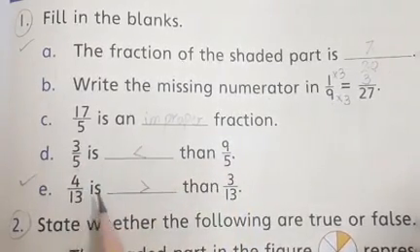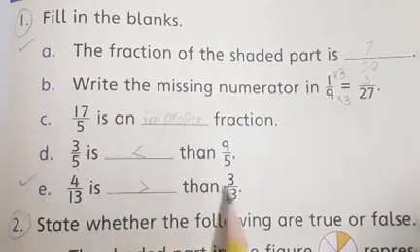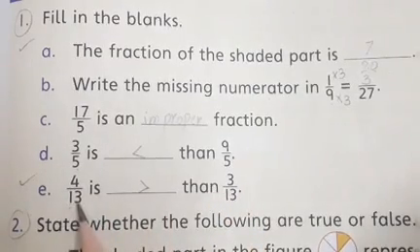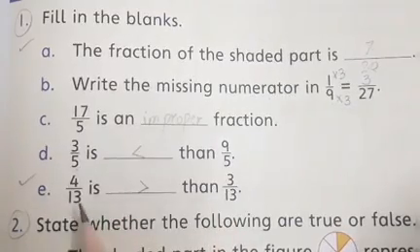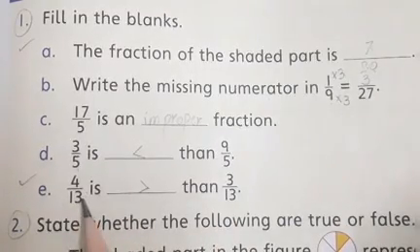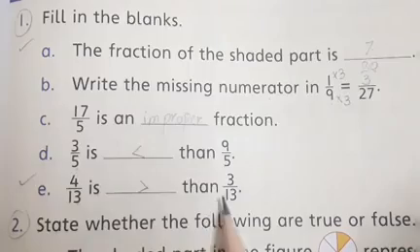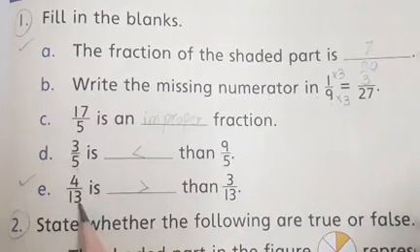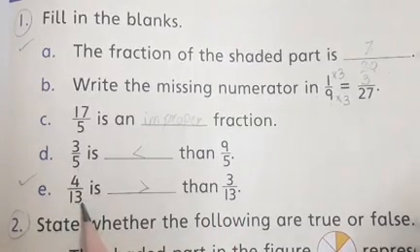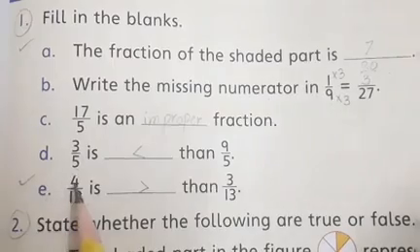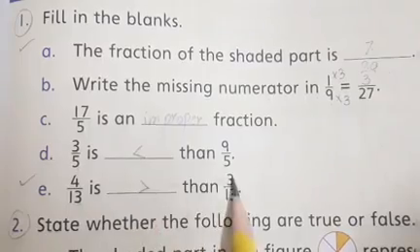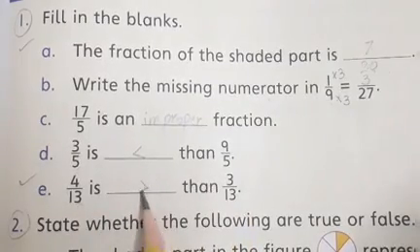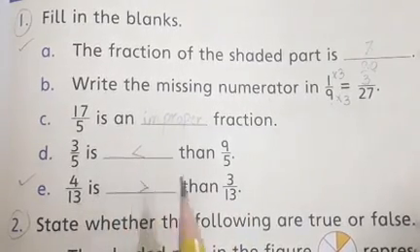4 by 13 is dash then 3 by 13. Again students, this is a like fraction because 13 and 13, both of these are the denominators and both of these are the same. So if the denominators are the same, it is a like fraction. And in a like fraction, the greater the numerator, the greater its value. So 4 is a greater numerator than 3. So 4 is the greater.